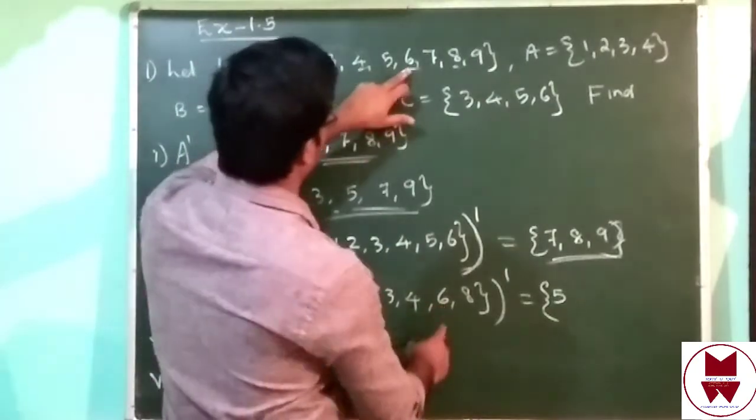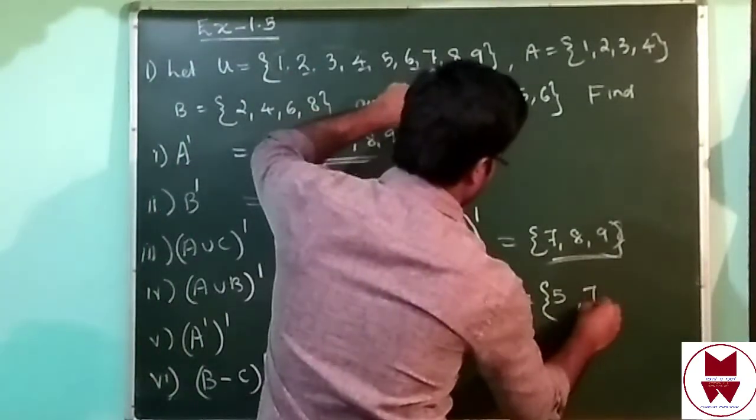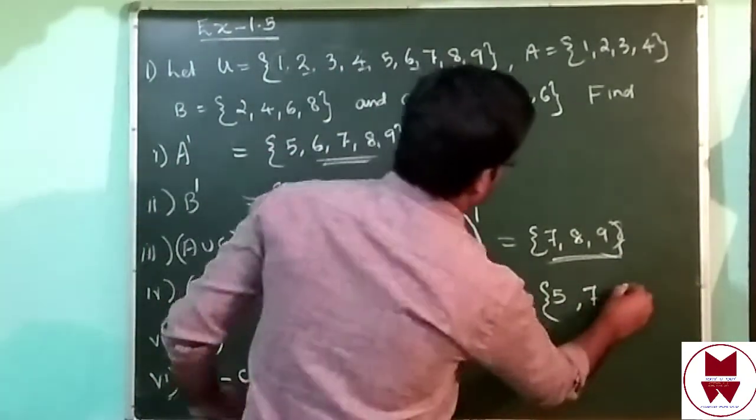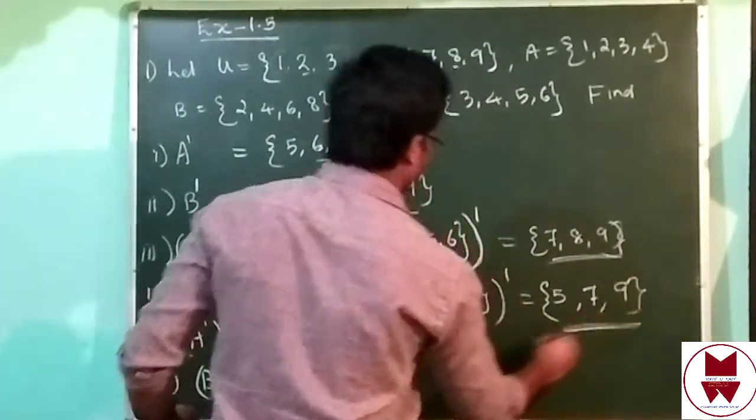Then 5 we can write 5. Then 6 is already there. Then 7 we can write. Then 8 delete. Then 9. This is our answer.